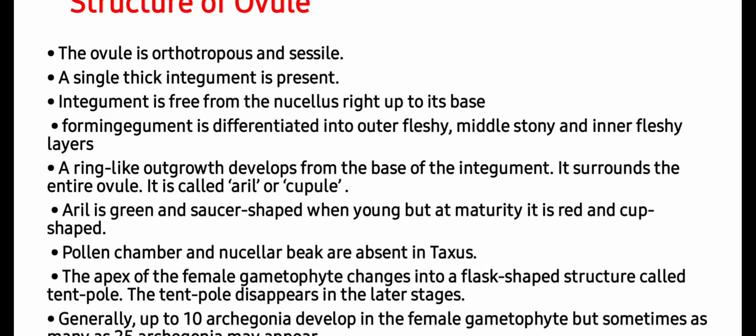A ring-like outgrowth develops from the base of the integument. It surrounds the entire ovule. It is called aril or cupule. After ripening, it is edible and sweetish in taste. The aril is green and saucer-shaped when young, but at maturity it is red and cup-shaped. And due to the aril, the seed appears like a fruit.